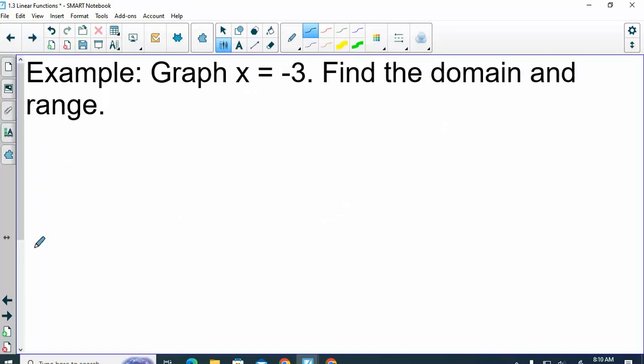What if I told you to graph x equals 3? So it's not quite the same. There's no y in this at all. If you have x equals a number, what kind of line is that? Vertical. x equals number is vertical. Let's make a vertical line at -3.